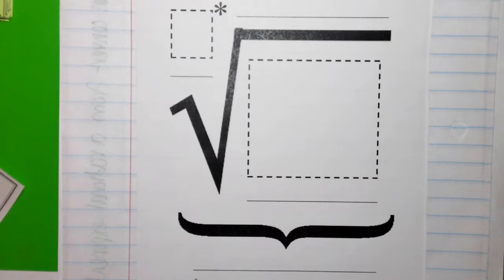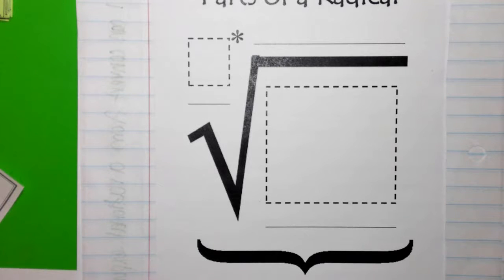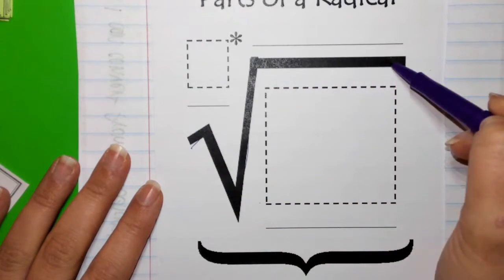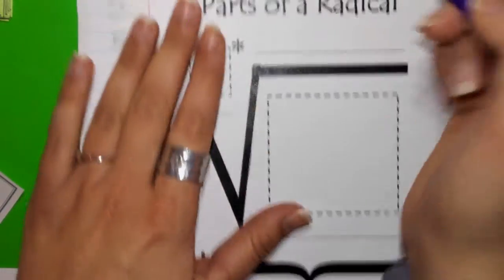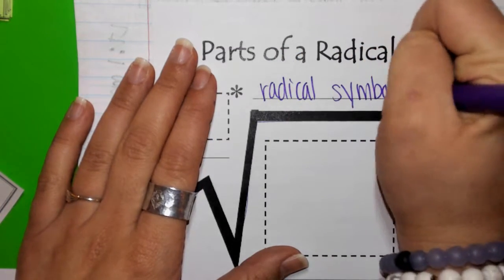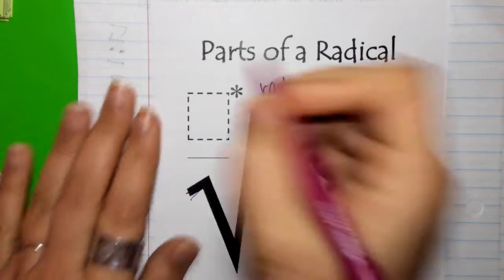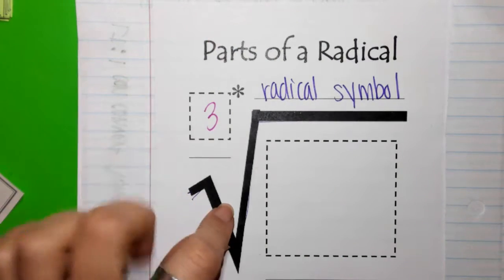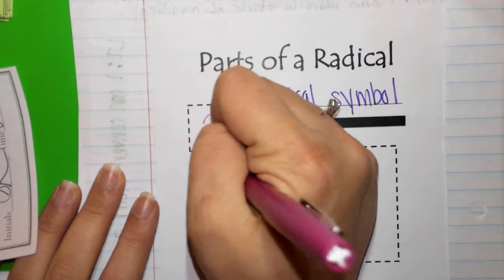Alright, so turn this over. Now we're going to talk about the parts of a radical. So that's our first learning target. I can identify parts of a radical. Are we ready? Okay, so this guy right here is called a what? Also called a radical. Take a point. Alright, so that's our radical symbol. What is this guy that's in the mullet called? Index. Take a point.